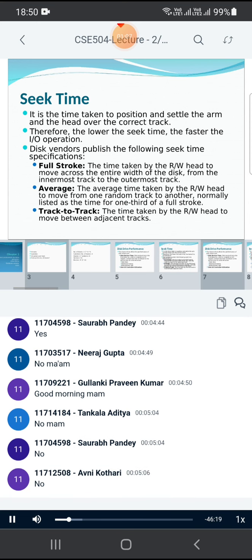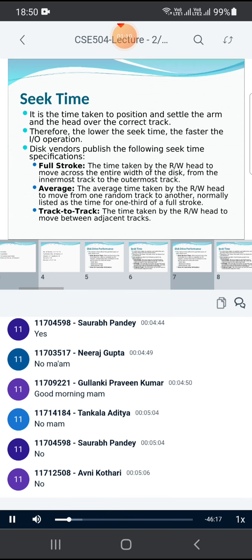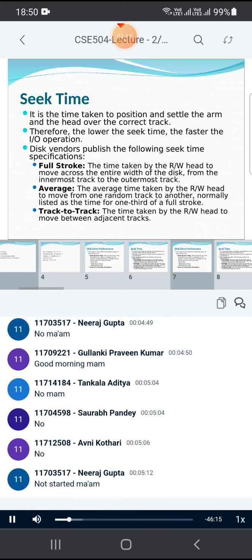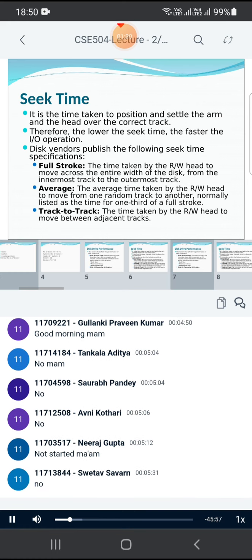Let's start with that. As I told you, this chapter has two parts. One was the components of the disk drive, which we have already covered, and in the last class we were discussing how to calculate the number of blocks. We learned how we can translate a CHS address into LBA, logical block addressing. The formula was C into H into S. You multiply all three and it gives you the number of blocks. Then, to know how many blocks there will be on a particular surface, you simply divide it by the number of surfaces.